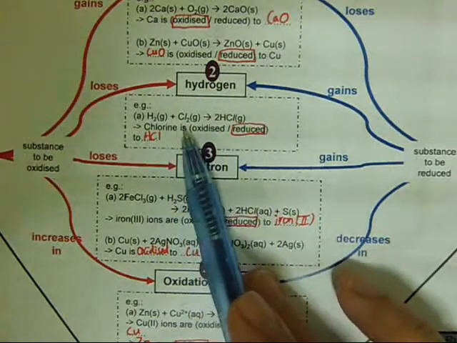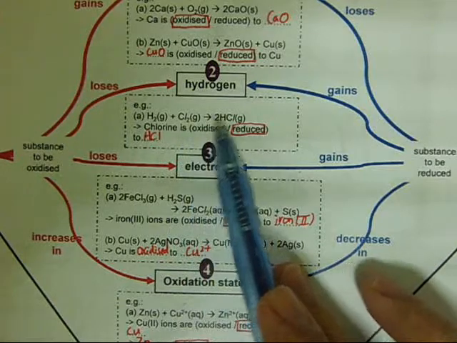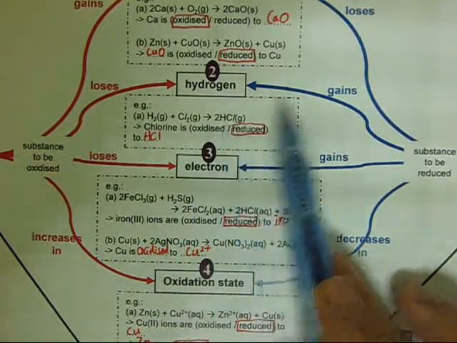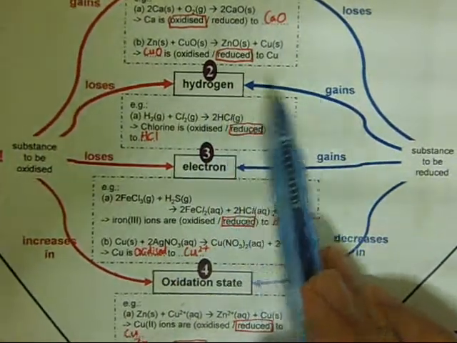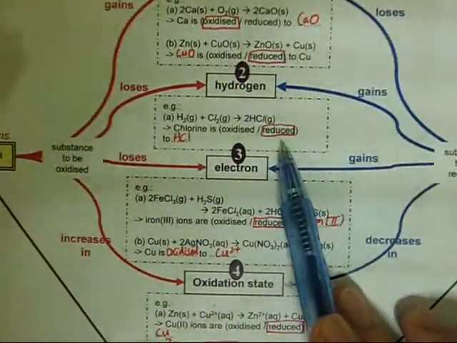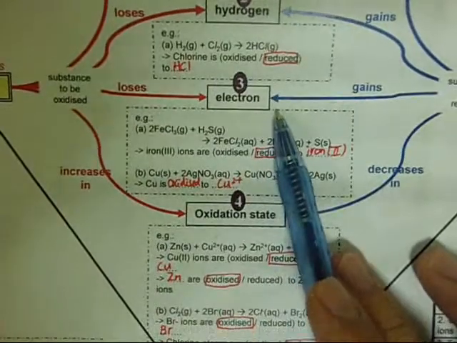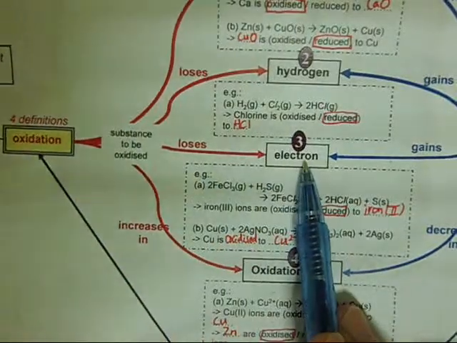Now chlorine is said to be reduced to HCl because, for chlorine to become HCl, there is a gain of hydrogen. So gain of hydrogen means reduction. Therefore over here chlorine is reduced. Let's look at electron. Loss of electron means oxidation.